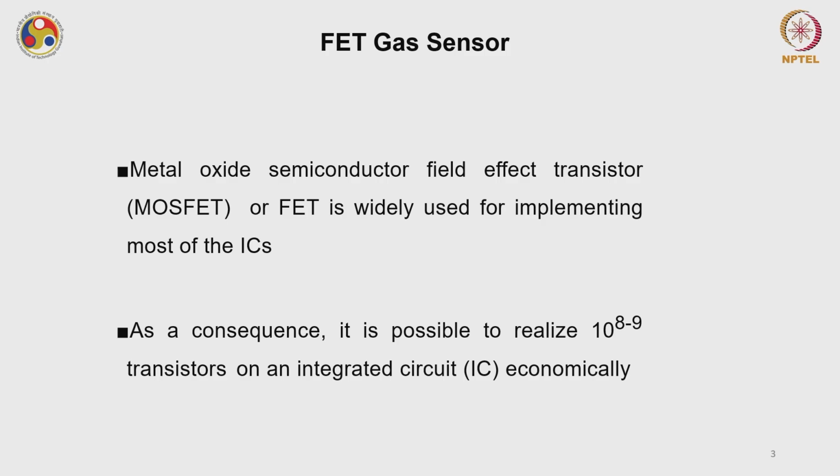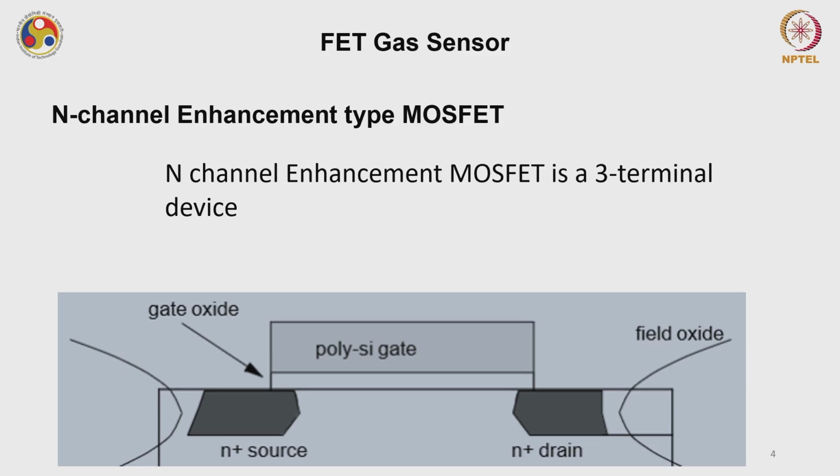So before we actually go into the discussion of this FET type of gas sensors, let us quickly see what a field effect transistor is and how the drain current can be modulated. The metal oxide semiconductor field effect transistor, in short form MOSFET or sometimes even FET, is widely used for implementing integrated circuits, right? As a consequence, we have seen that chips have more than 10^6 to 10^8 transistors in a small area. That is quite possible because of the small size of the transistors.